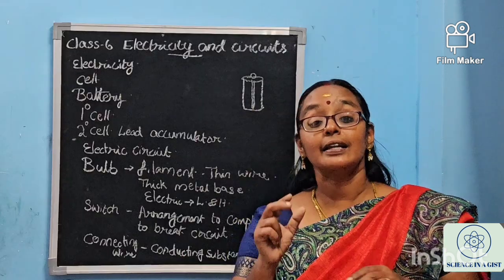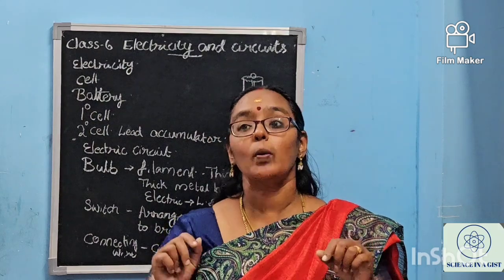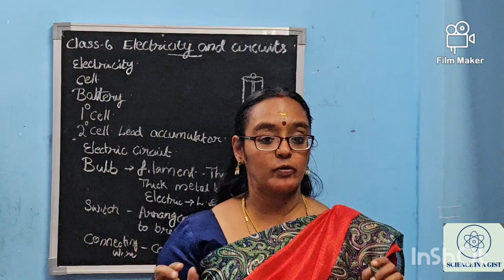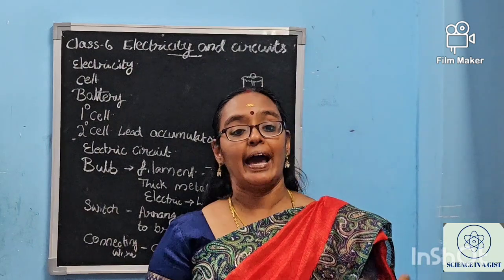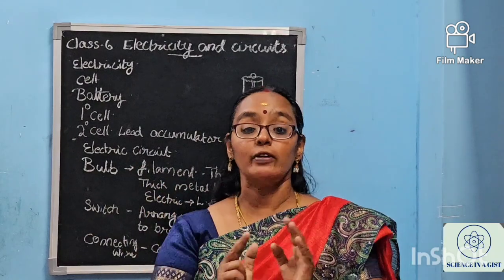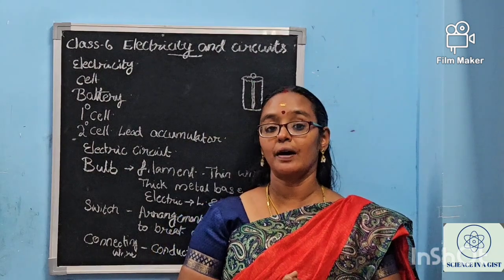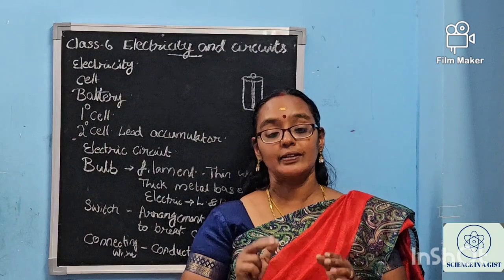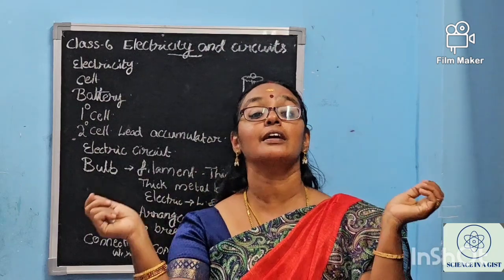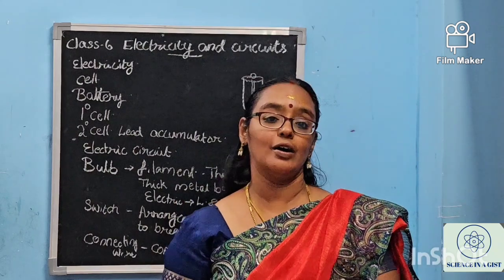Okay. Then the third important thing is the connecting wire. The wire which is connecting each battery, the bulb and the switch will be made of conducting substances. Should always be made of what, ma? Conducting substances. With the help of these conducting substances, these connecting wires are made. Only then the electric circuit will be maintained.